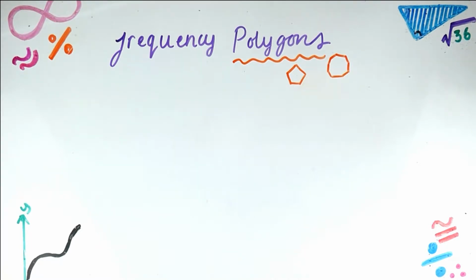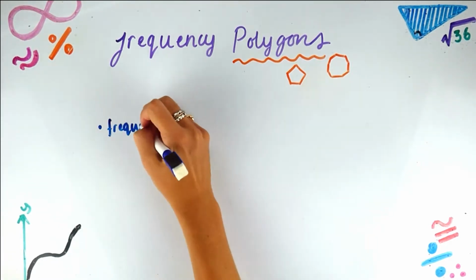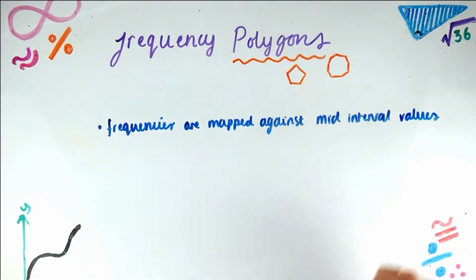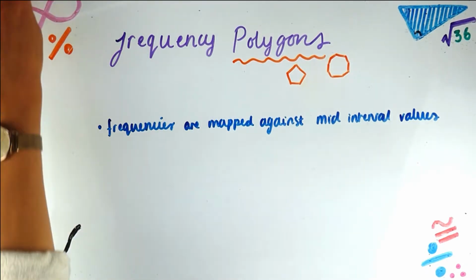The most important thing to remember, and we're just going to look at 2 exam questions to show you what to do here, is that the frequencies are mapped against the mid-intervals, and that will become much clearer when we look at this first example.